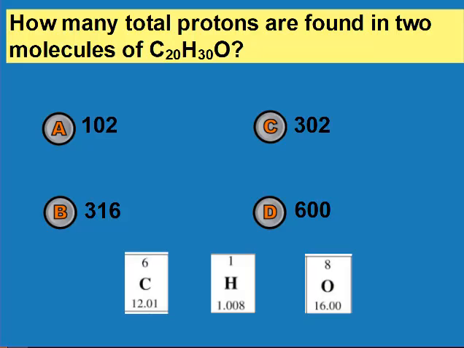This problem asks how many protons are found in 2 molecules of C20H30O. I've listed the symbols from the periodic table below to help you on that. Go ahead and pause the video and try this one on your own. Restart when you have the answer.